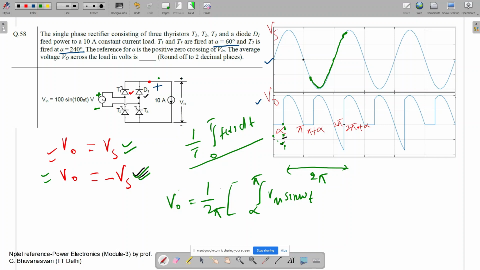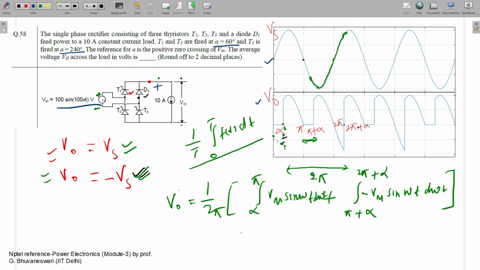So we can integrate like that: 1 by 2 pi, integral from alpha to pi of Vm sin omega t d omega t, plus the integral from pi plus alpha to 2 pi plus alpha. Since the voltage is 0 in the other interval, there is no need to integrate. First from alpha to pi we find the area under the curve, and again from pi plus alpha to 2 pi plus alpha, which is one period. Here the value is minus Vm sin omega t d omega t. I have written the minus because here the output voltage is the negative of the source voltage. The source voltage is Vm sin omega t, so the negative is minus Vm sin omega t.